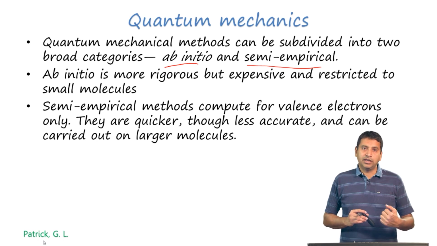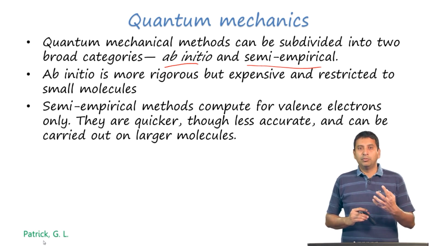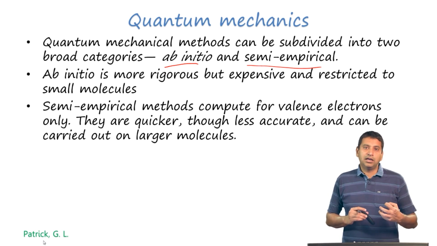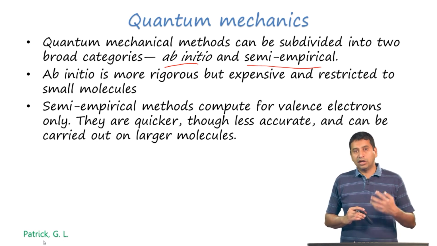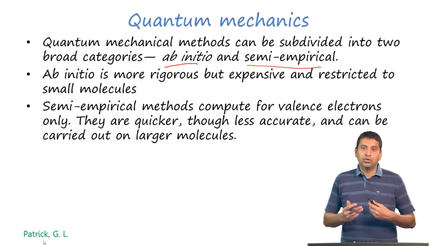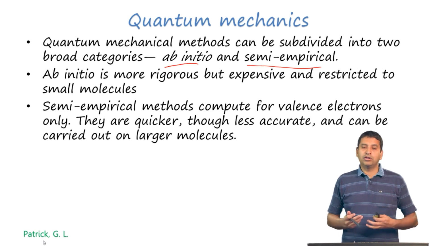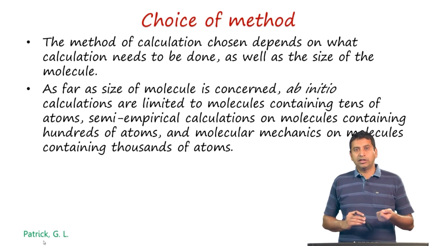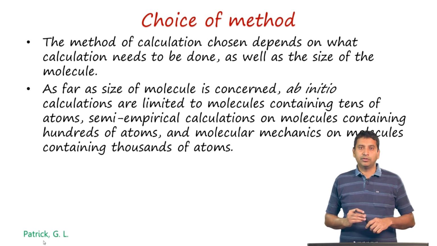Semi-empirical methods, on the other hand, are accessible and they are very computationally less intensive. However, they are less accurate, because there are far more approximations that are made, and however, they can be used on larger molecules. Okay. So, depending on the need, we would resort to either ab initio or semi-empirical calculations. So, based on the size of the molecule, we can choose either ab initio or semi-empirical.